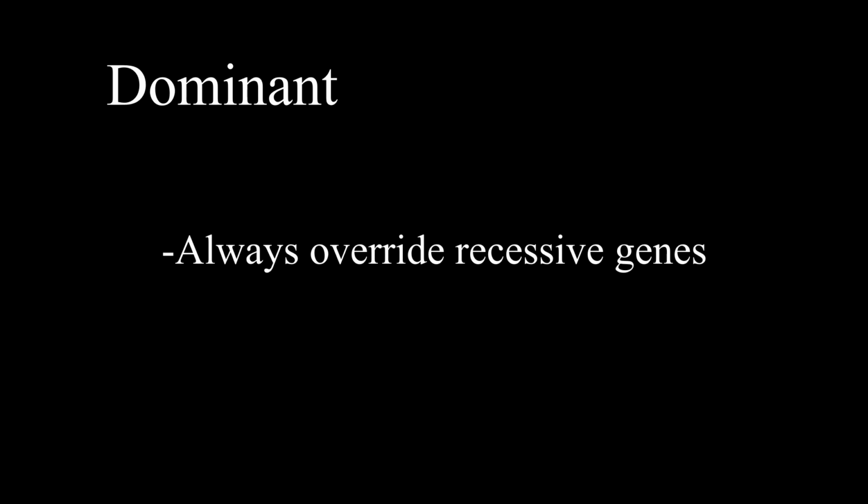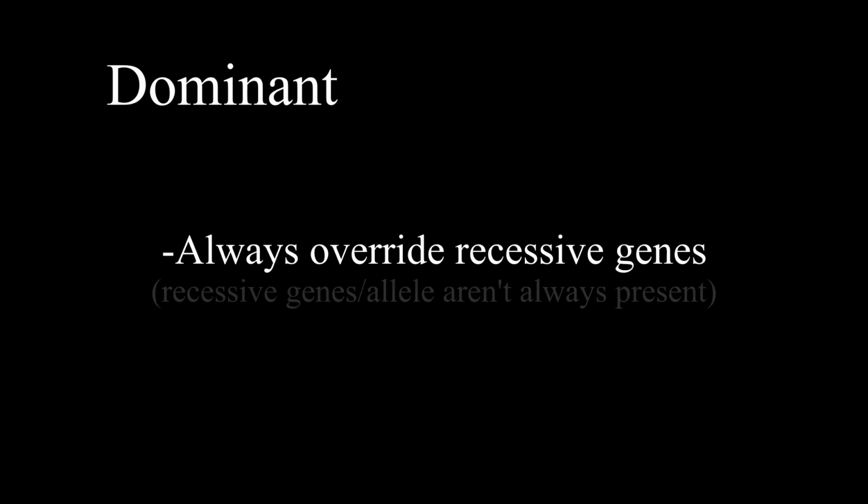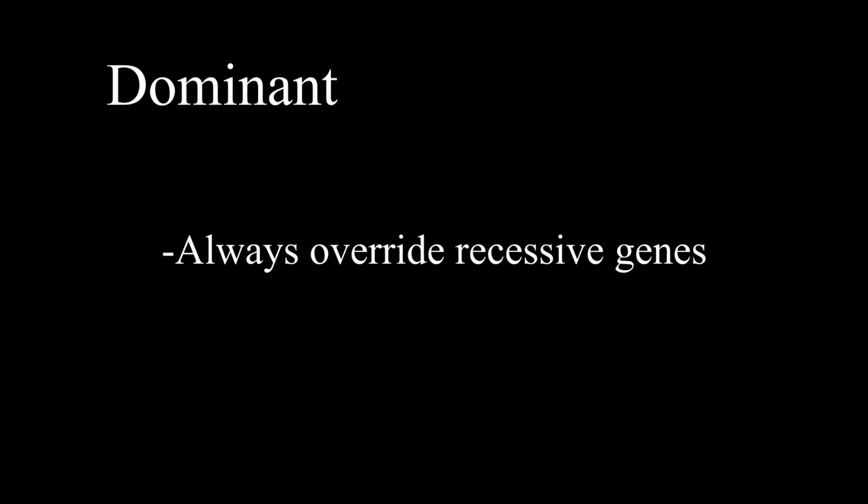So there are two types of allele, dominant and recessive. Usually they would be called dominant genes and recessive genes. So dominant versus recessive genes. Dominant genes are genes that will override the recessive gene. Obviously, it isn't always the case that a recessive gene is present, but dominant genes will always override them.